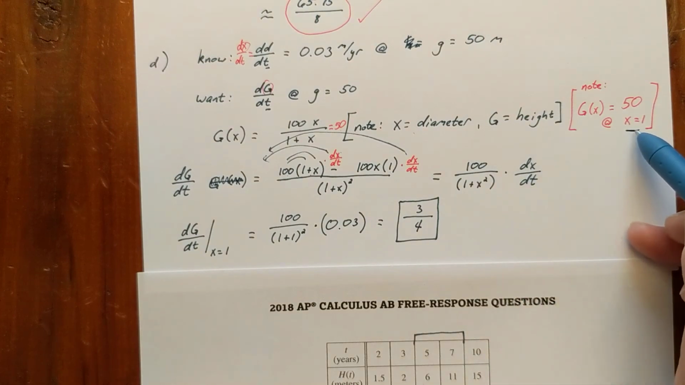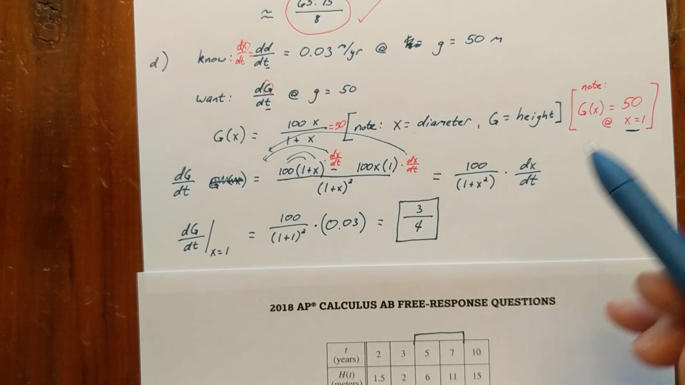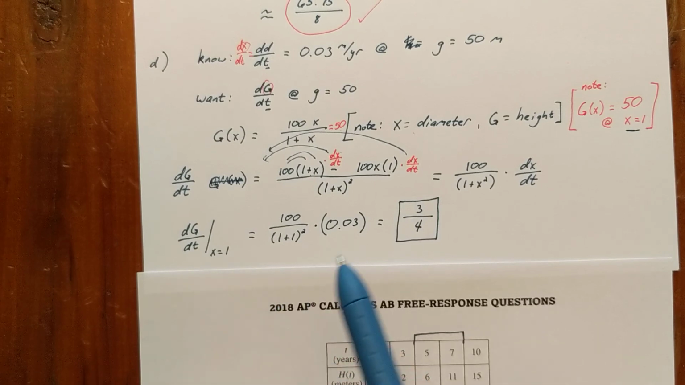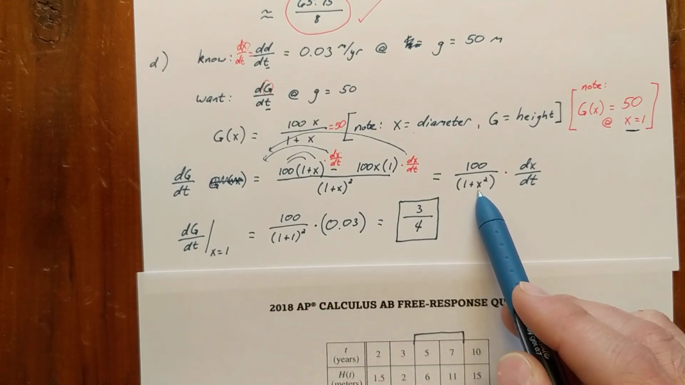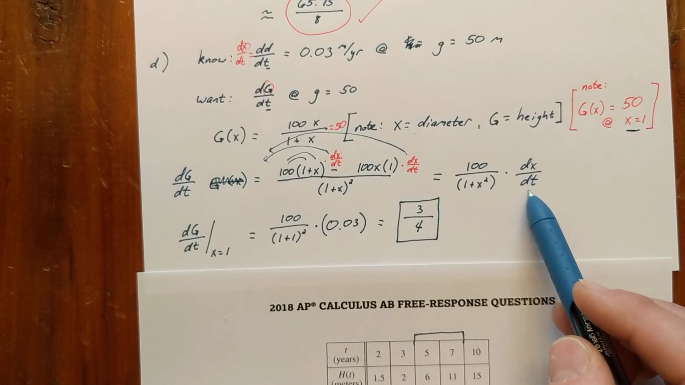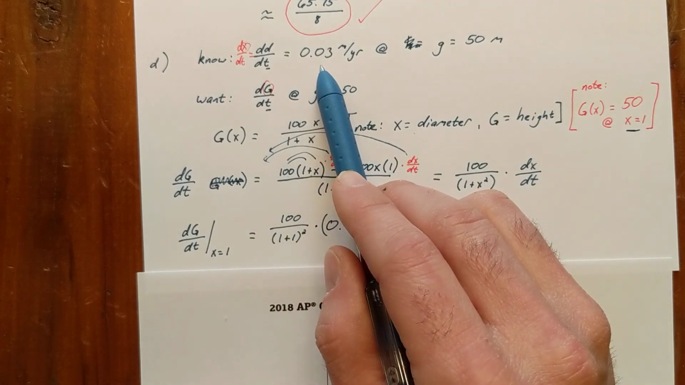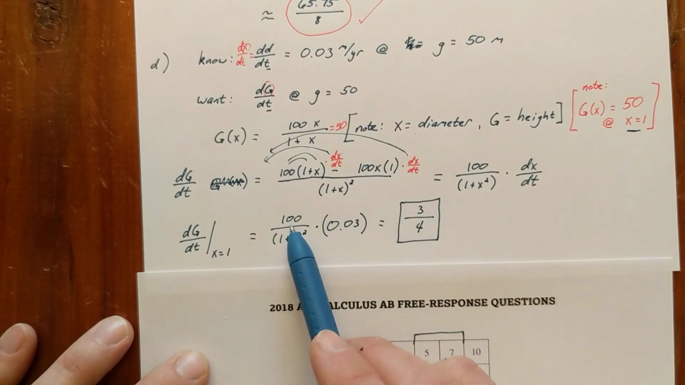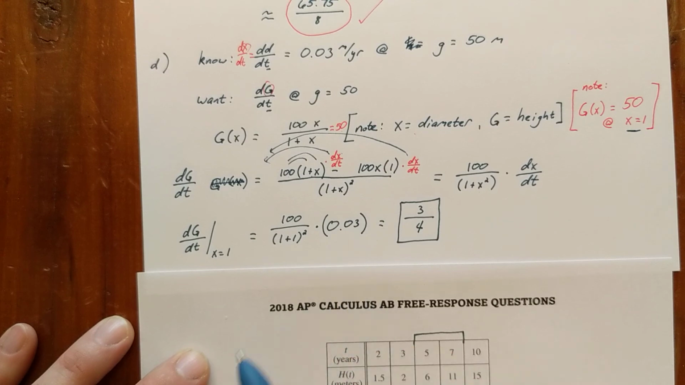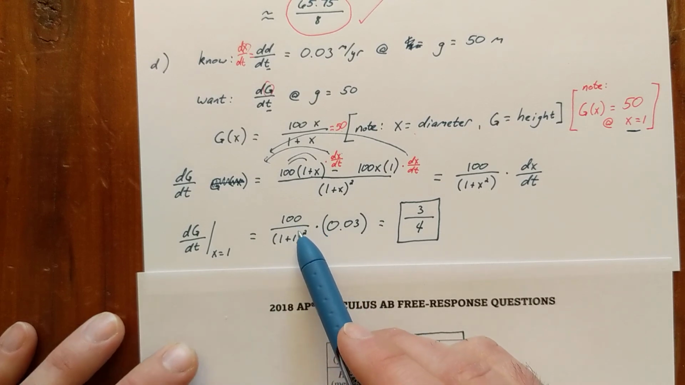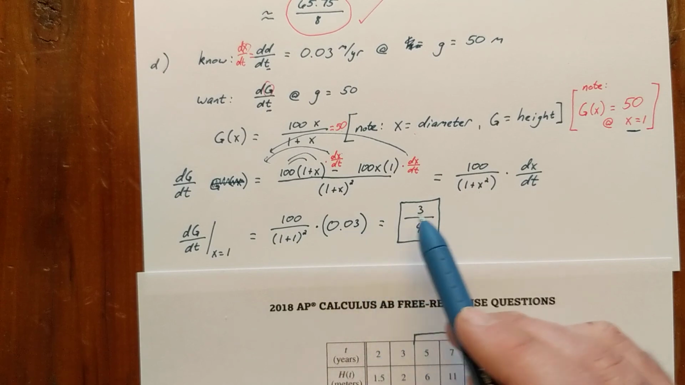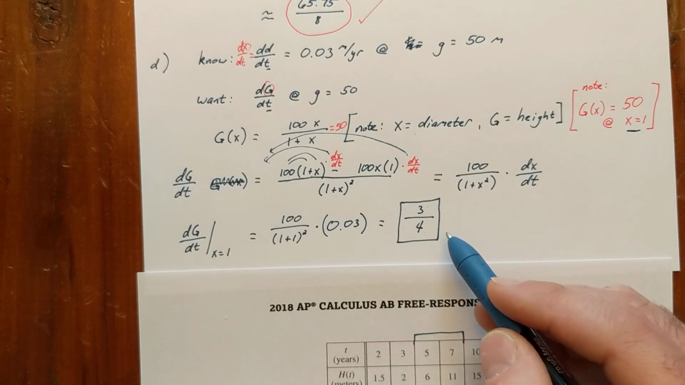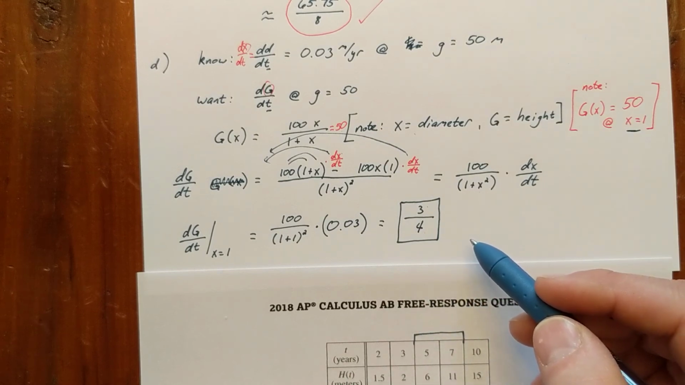The x value we're interested in came from right up here, guys. The height was equal to 50 when x was equal to 1. So we're now going to evaluate dg/dt, that derivative, when x is equal to 1 by plugging in a 1 for x right over here, and then the dx/dt is the derivative that we were given at the very beginning of this problem, 0.03 meters per year. So we'll get 100 over 1 plus 1 quantity squared times 0.03. Again, no calculator here, but it's not too bad. The 100 times the 0.03 gives us a 3. Down on the bottom, the 1 plus 1 is 2, squared is a 4, and we end up then with 3/4 for the answer for part D.